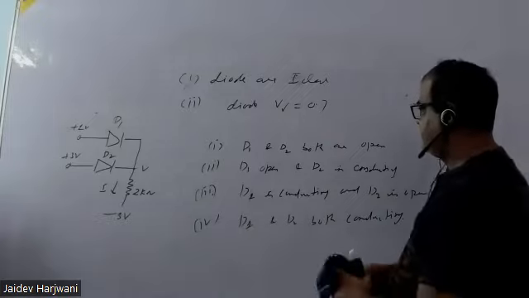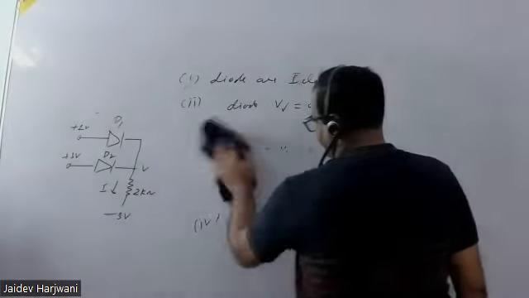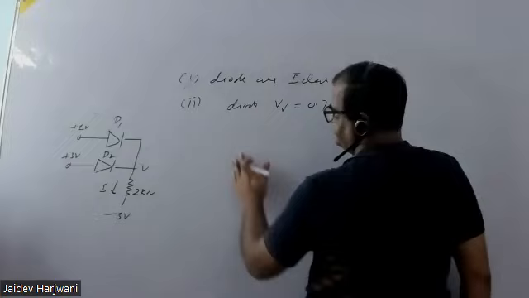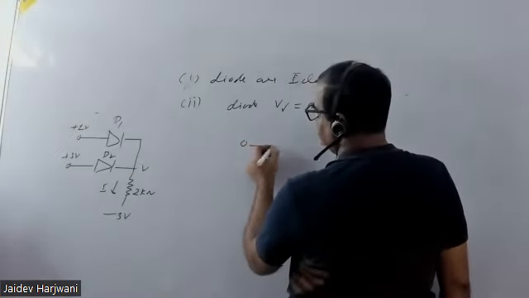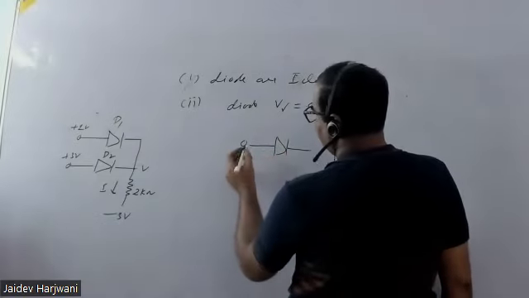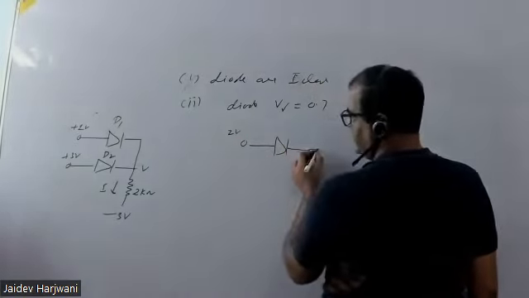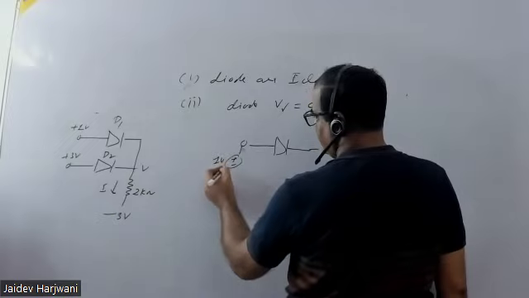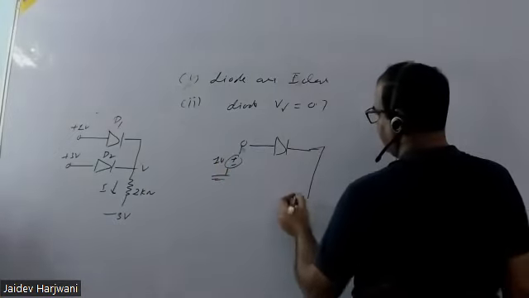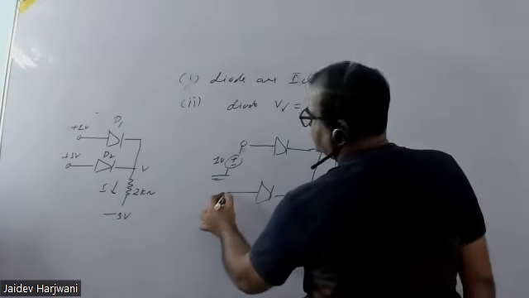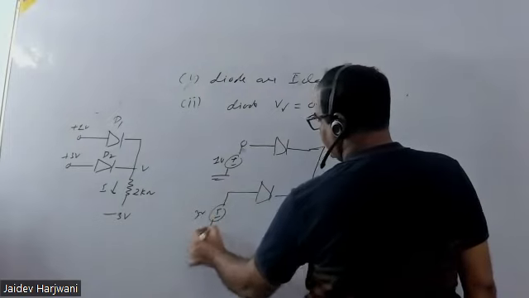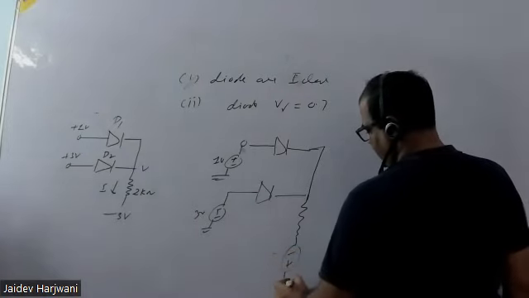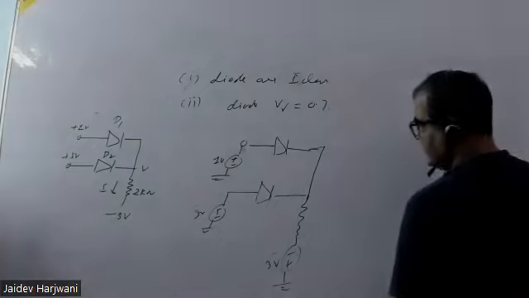Okay, so let us say first both are open. So first case, if I say both are open, this is zero. Okay, so here you have 1 volt. Suppose you have a 1 volt battery here that is grounded. And here you have a 3 volt battery connected, and then you have a minus 3 volt battery, minus plus, which is grounded, and this is 2 kilo ohm.